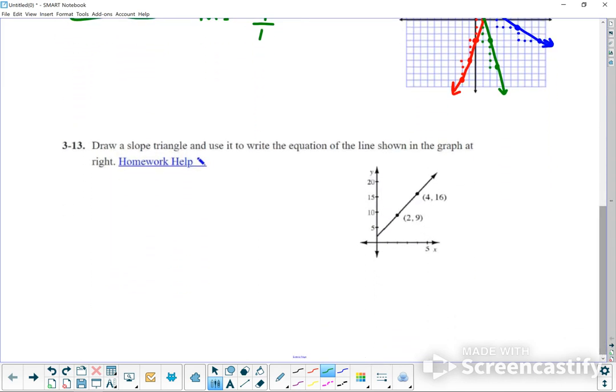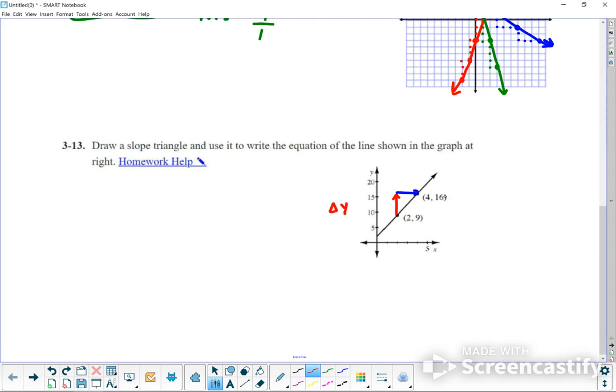Draw a slope triangle and use it to write the equation of the line in the graph at the right. All right, so slope triangle. If we start on the left side, the left point right here, we're going to go up first. So our change in y is right there, and then our change in x is right there.